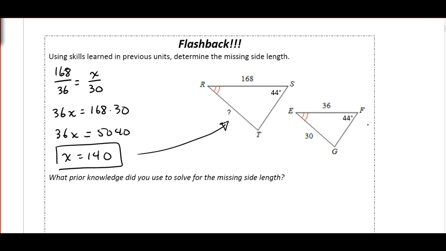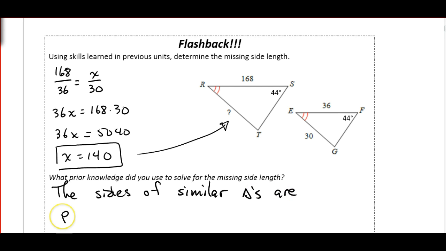And then what prior knowledge did you use to solve for the missing side lengths? Well, the sides of similar triangles are proportional. Okay, and this fact let us set up this proportion, which then we could solve and find the missing side. So there's a little flashback.